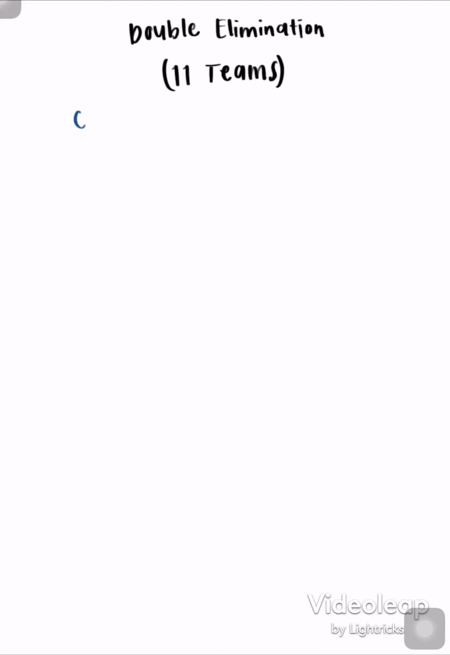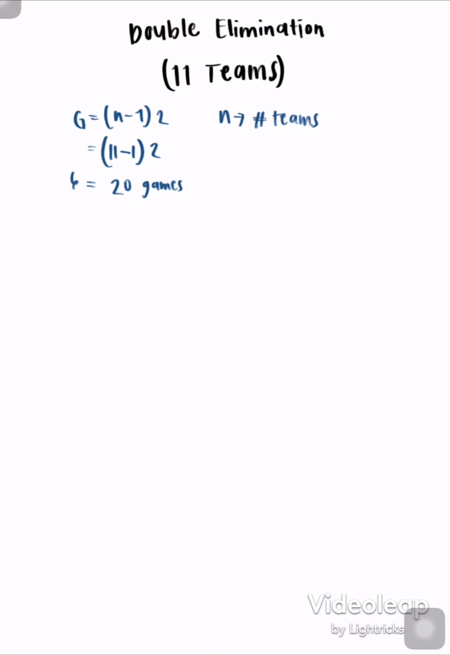The formula for the number of games is (n minus 1) times 2. Your n over here is the number of teams, which in our case is 11. So to input that, it's going to be 11 minus 1 times 2. 11 minus 1 is 10. Then 10 times 2 is 20. So there's going to be 20 games.